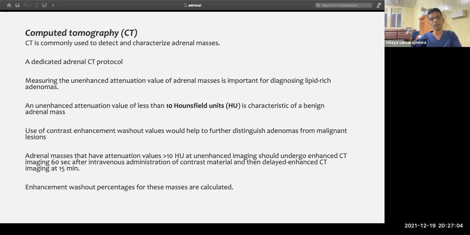An unenhanced attenuation value of less than 10 Hounsfield units is characteristic of a benign adrenal mass. So if you ask a radiologist to calculate the Hounsfield value on your non-contrast CT, and that is less than 10, then there is a very high chance that this is a benign adrenal lesion, especially a lipid-rich adenoma. And we calculate a contrast enhancement washout. After giving the contrast in a specific time protocol, we calculate two parameters, the absolute contrast washout and the relative contrast washout. So in the adrenal protocol CT, after giving the contrast, we take images at 60 seconds, and then we do delayed imaging at 15 minutes to calculate the contrast washouts.